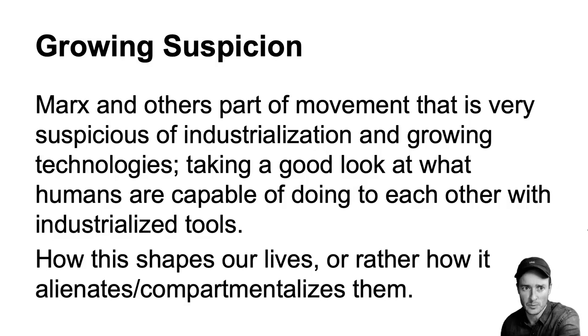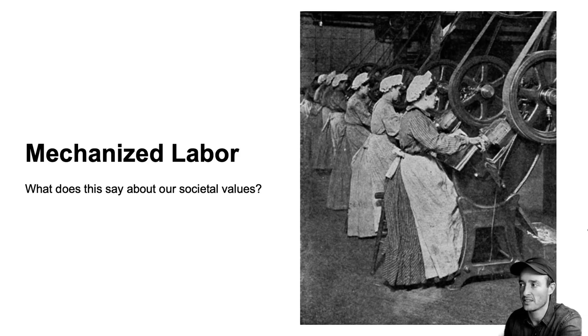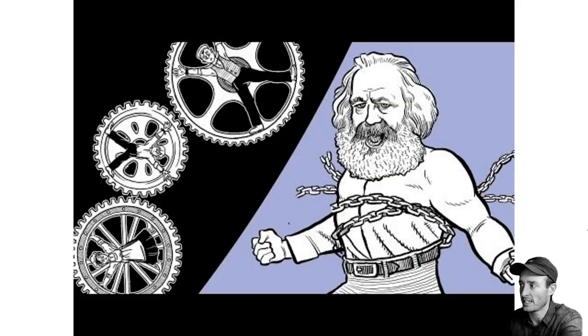So this kind of growing suspicion, right? Marx and others are part of a movement that is very suspicious of industrialization and growing technologies, taking a good look at what humans are capable of doing to each other with these industrialized tools, how this shapes our lives, or rather how it alienates or compartmentalizes them. And so this idea of, if our faith in these institutions brought us to World War I, something's wrong. Okay, these institutions aren't headed in the right direction. Right, so we see this mechanized labor. What does this say about our social and societal values?